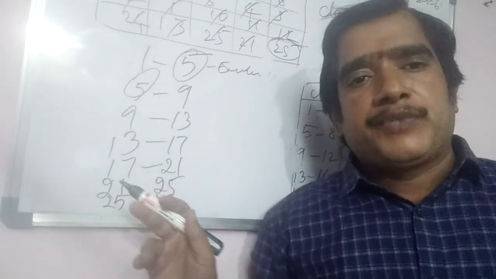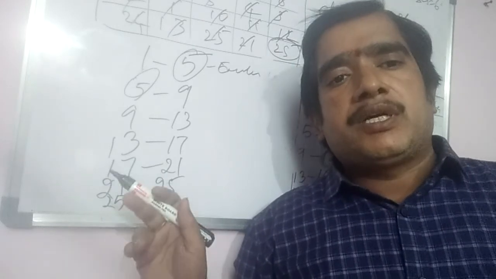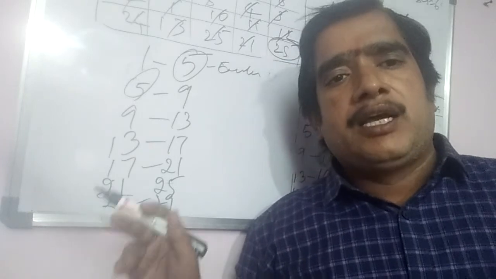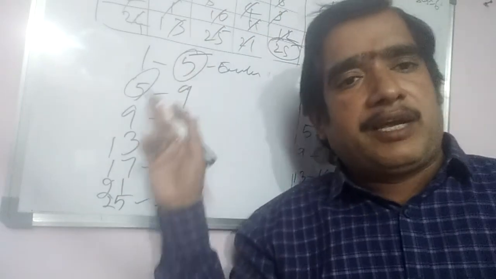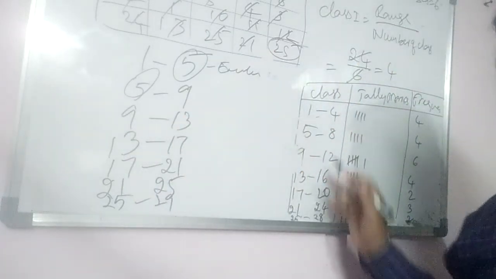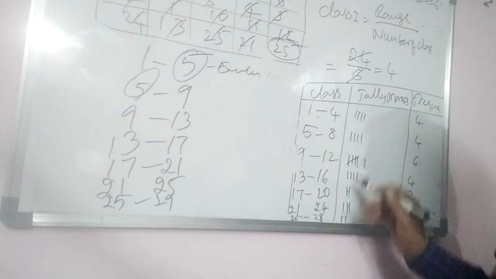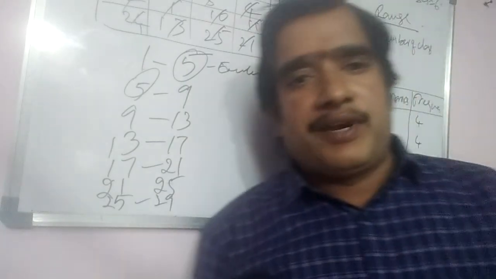So, children, in exercise 2, you have preparation of frequency distribution table. Some numbers will be given as data. You have to build the classes. Once you build the classes, you have to put the tally marks. After putting the tally marks, you have to write the frequency.